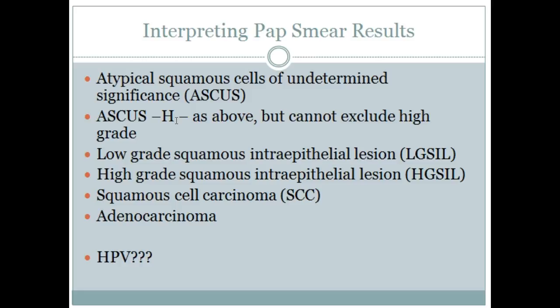And then when we come up here to LSIL, or low-grade squamous intraepithelial lesion, it means we are finding a cluster. So instead of having scattered abnormal-looking cells, we're finding that the abnormal ones are organized into more of a pattern. But the actual degree of abnormality we're seeing in the cells would still be considered low-grade.